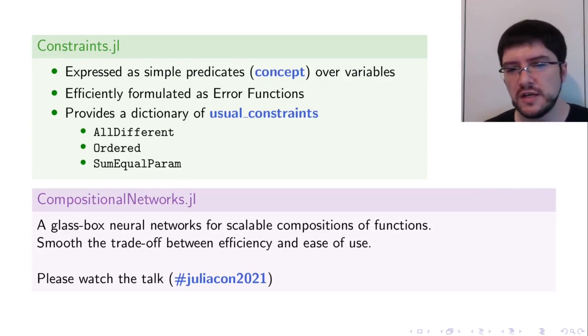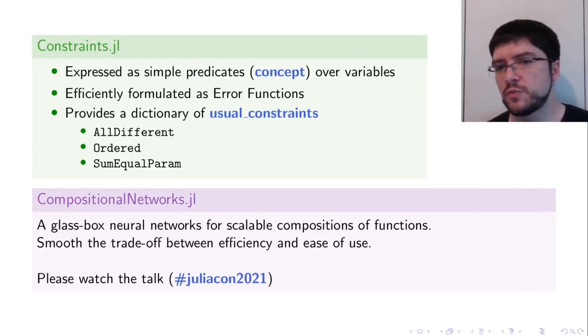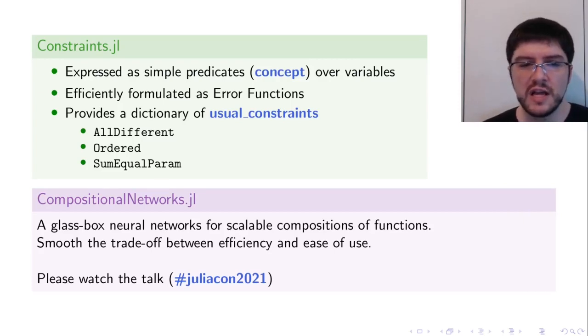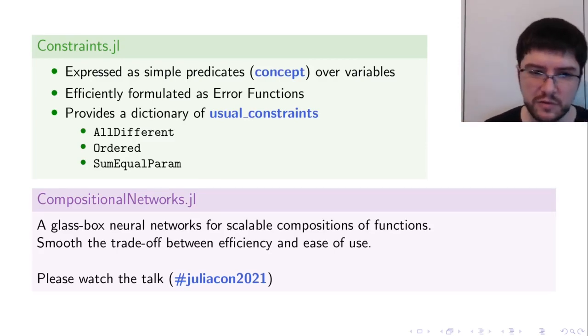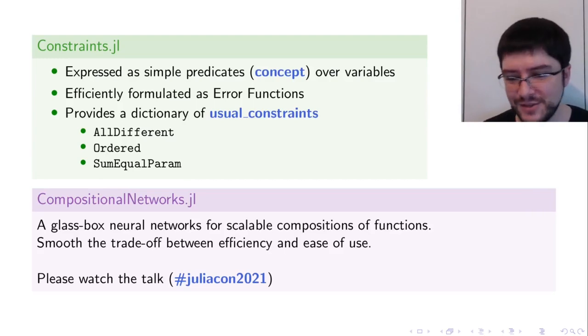Regarding error functions, it's in a way going a bit farther away from the holy grail of constraint programming, where we need the solver to be smart and the model to be easy to do. So we made CompositionalNetworks, a package that smooths the trade-off between efficiency of error functions and the ease of use of, well, error functions. We provide the concept, and the compositional network will output an error function. It's a glass box neural network that is scalable for the composition of functions, not only error functions. There is a talk about it at this JuliaCon, so please do watch it.